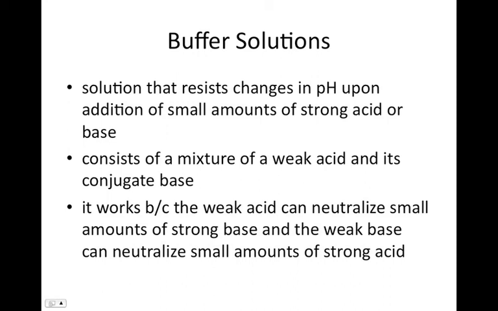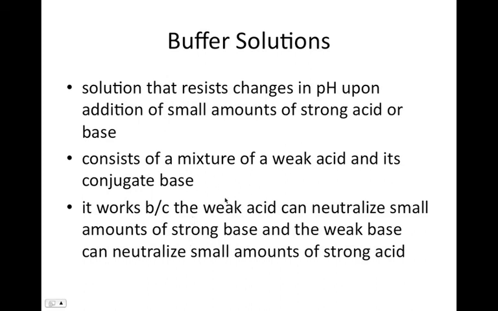A buffer is just a solution that is capable of resisting changes in pH whenever you add an acid or base to it. Strong acid, strong base, doesn't matter, as long as it's just a little bit, it's not going to change its pH very much. And a buffer solution always consists of a mixture of a weak acid and its conjugate base, or if you wanted to say a weak base and its conjugate acid, but it's kind of the same thing because the conjugate base of any weak acid is also a weak base. So just a weak acid, weak base combo.